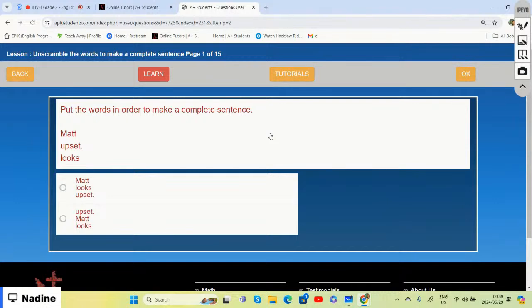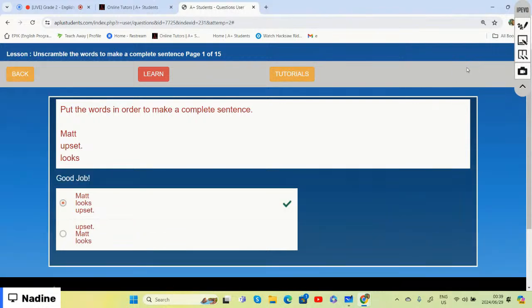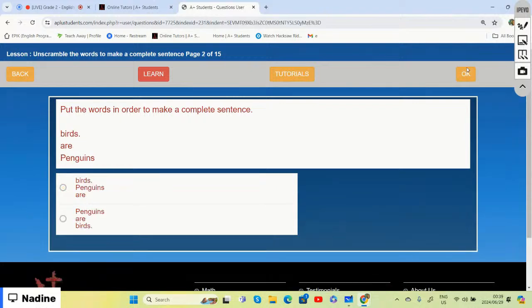So Matt upset looks. Is it Matt looks upset because it needs to be a sentence that has a subject and a verb? Or upset Matt looks, option two. All right, so option one we would say is correct because Matt looks upset. So well done. Option one is correct. Let's look at the next one.